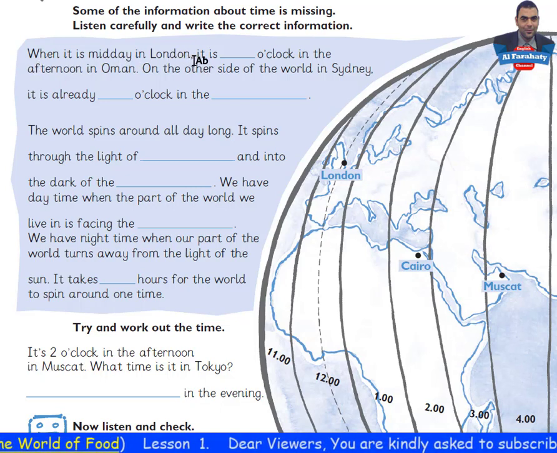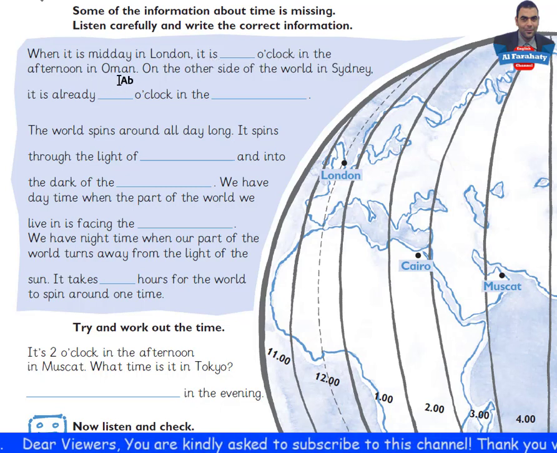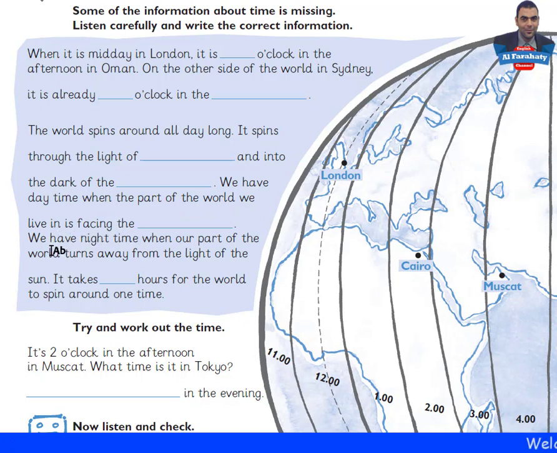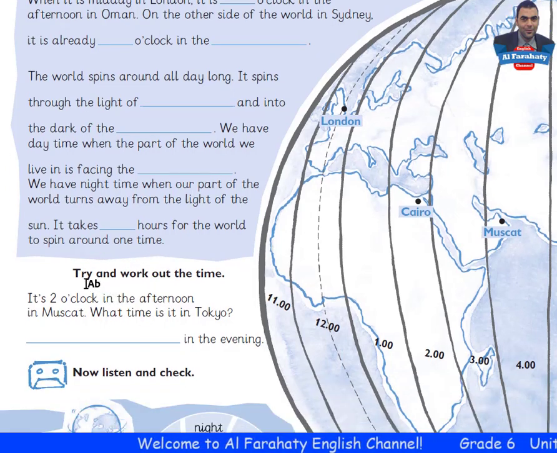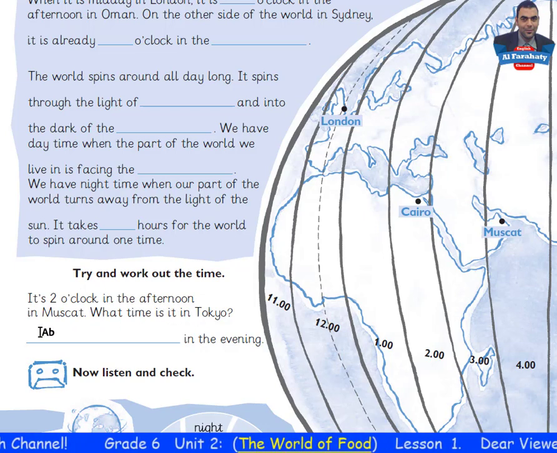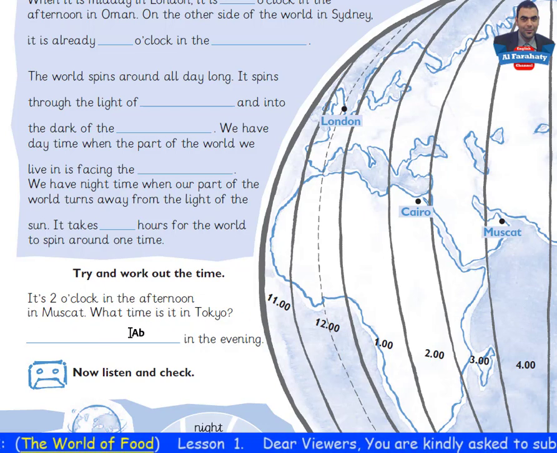When it is midday in London, it is 4 o'clock in the afternoon in Oman. On the other side of the world, in Sydney, it is already 10 o'clock in the evening. The world spins around all day long. It spins through the light of the day and into the dark of the night. We have daytime when the part of the world we live in is facing the sun. We have nighttime when our part of the world turns away from the light of the sun. It takes 24 hours for the world to spin around one time. Try and work out the time. It is 2 o'clock in the afternoon in Muscat. What time is it in Tokyo?